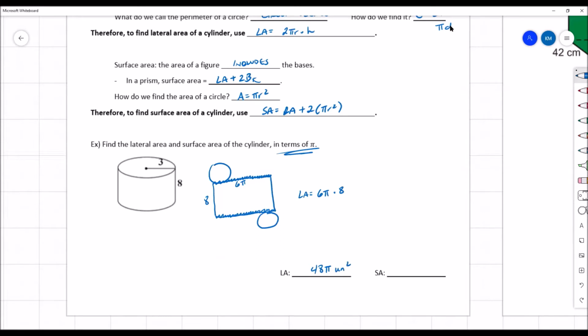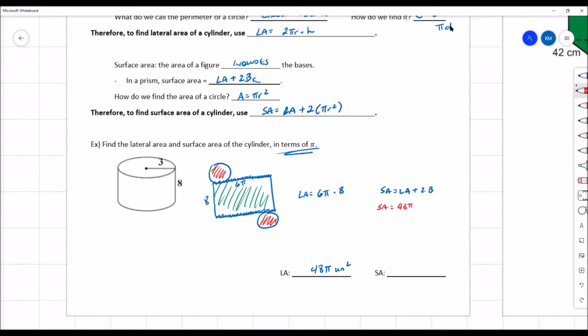To find the surface area then, we take our lateral area and add the area of the two circles to it, right? Because up to this point, we found this was 48. So we need to make sure that when we talk about the surface area, we're including these two bases as well. So we have our lateral area, which is already 48 pi. Great, we can start there.